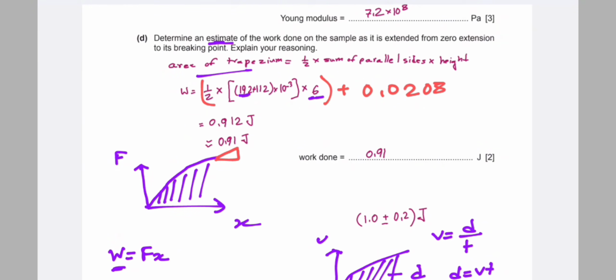So what is the total work done? 0.912 plus this value is approximately 0.9328, that is approximately 0.93. So the work done we get is 0.93, not 0.91. So this is our final answer.